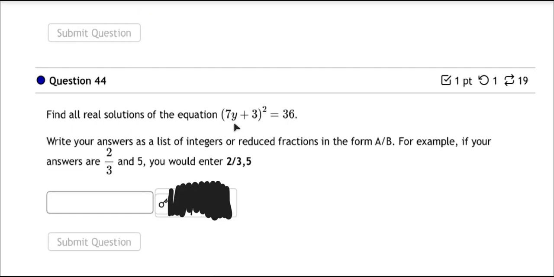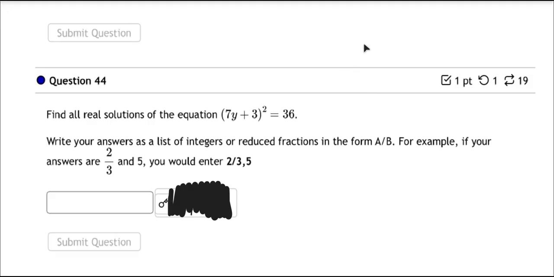All right, question 44 asks us to find the answers to this equation. But the quickest by far is going to be to use the square root property. We've already got it pretty close to solved. We just need to push it a little bit farther.